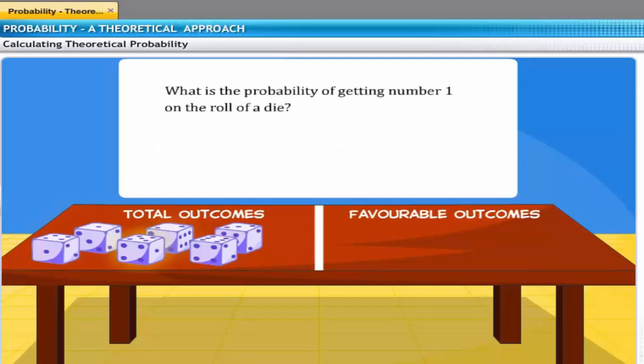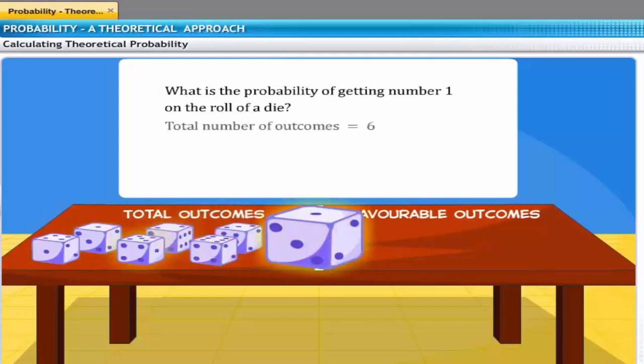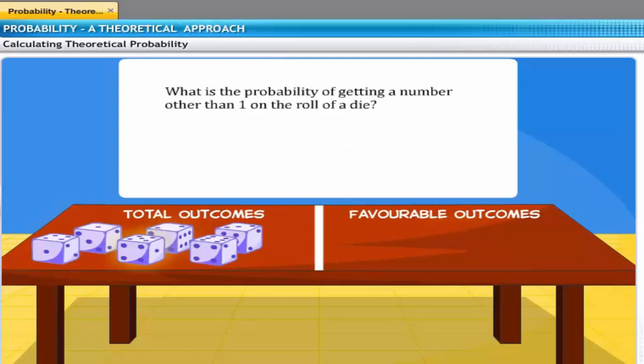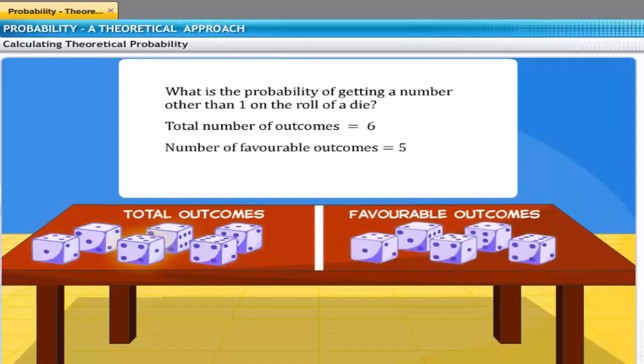Now, let us get back to the probability of getting the number 1 on the roll of a die. As you already know, the probability of getting the number 1 on the roll of a die is 1 by 6. Now, let's consider another event. What is the probability of getting a number other than 1 on the roll of a die? The total number of possible outcomes when we roll a die is 6. In this case, the number of favorable outcomes is 5. Thus, the probability of getting a number other than 1 on the roll of a die is 5 by 6. Let's represent this event as 1 bar.